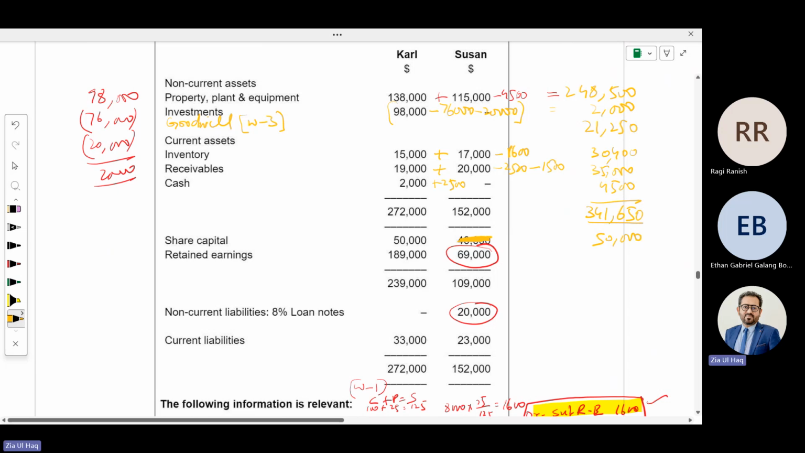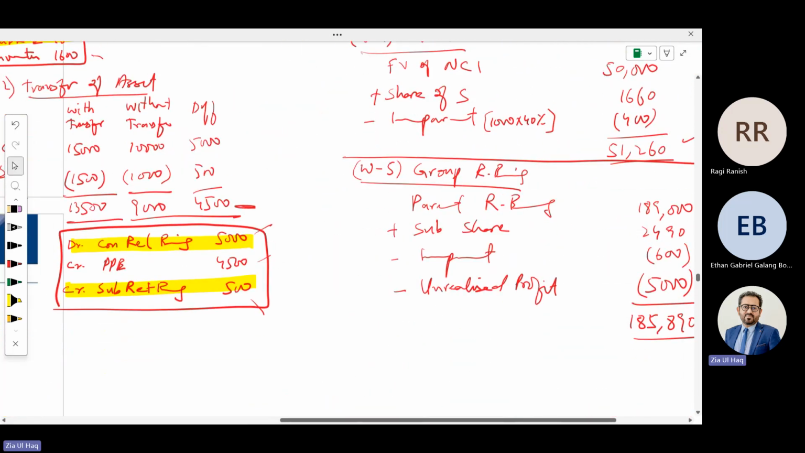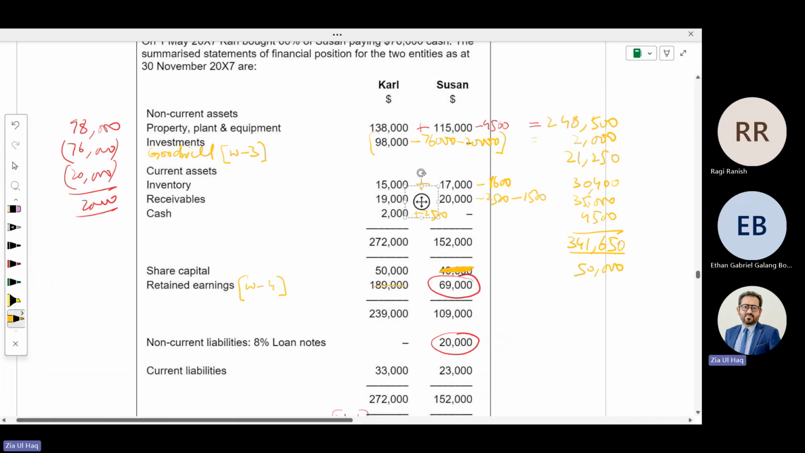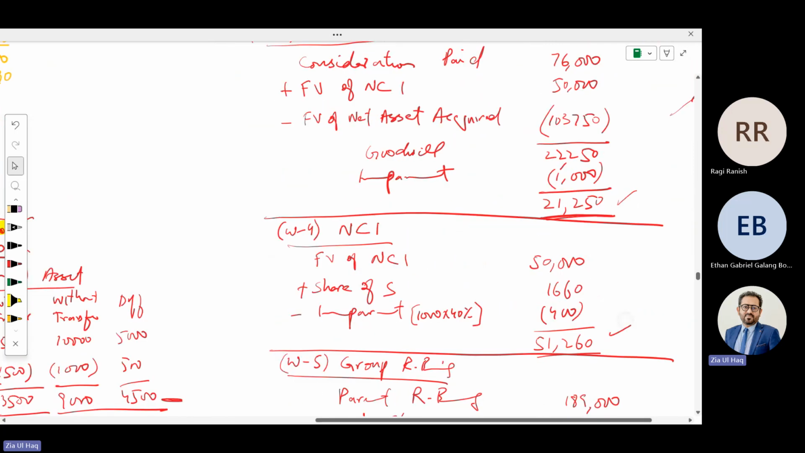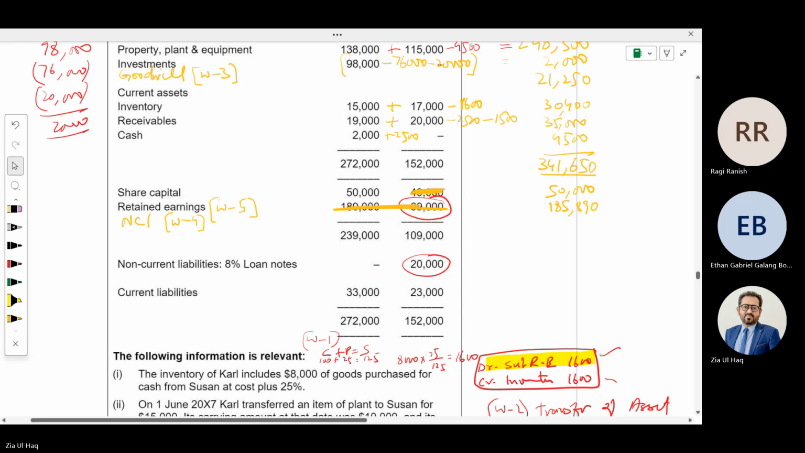Retained earning, we have calculated through working four. How much is that? 185,890. We have calculated non-controlling interest from working four. So that is 51,260.